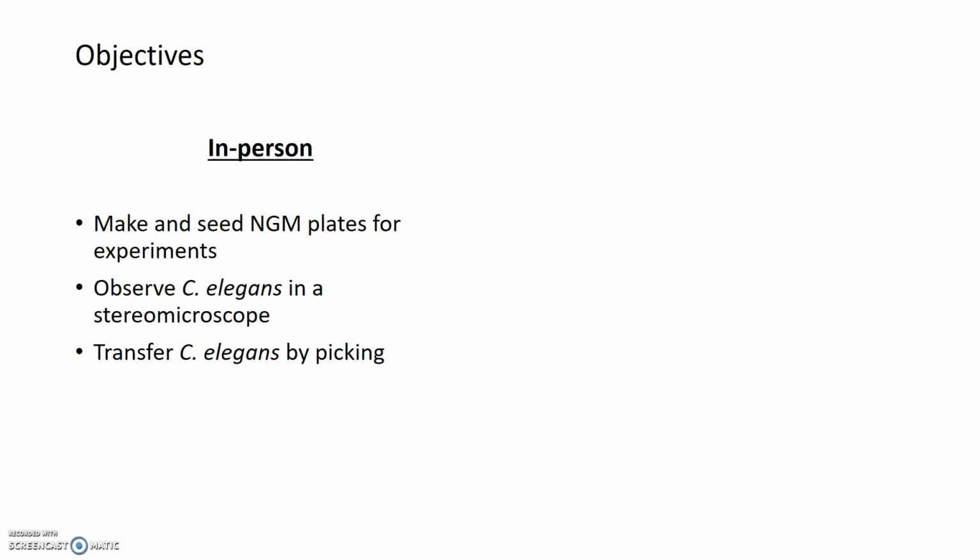And the overall theme of Experiment 1 is to get you familiar with how worms are grown in culture in the lab, start looking at worms, how we would do a basic lifespan assay, and then thinking about planning an experiment using C. elegans to study aging. And so in person, we're going to make some reagents, including NGM plates for experiments. We're going to look at C. elegans under the microscope, particularly younger and older worms, and observe some differences between them. I'm going to teach you how to maintain or transfer worms by picking.